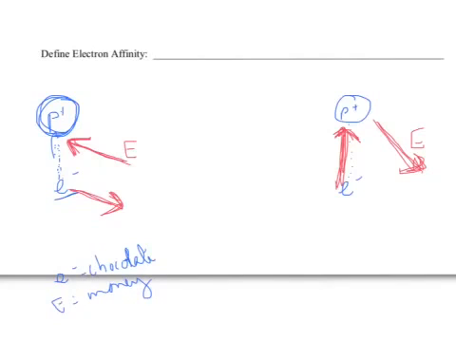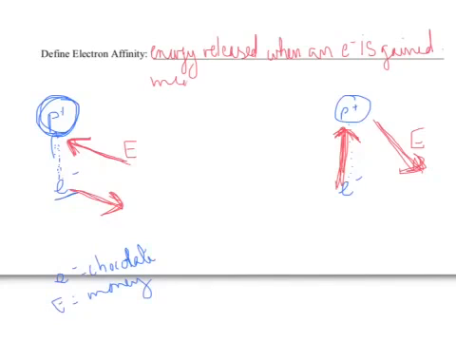And so electron affinity is the energy released when an electron is gained. Since this is energy, it's going to be measured in joules or kilojoules. Okay. Now, another word for affinity is liking. So this is the same thing as electron liking.